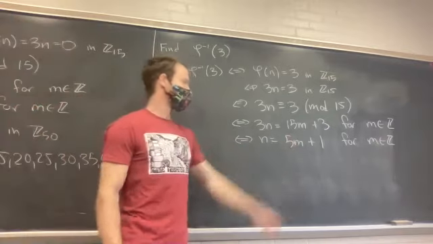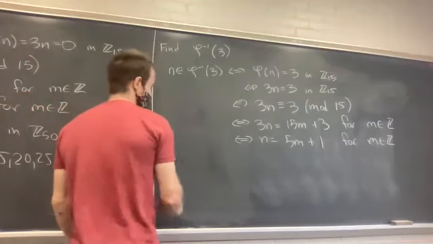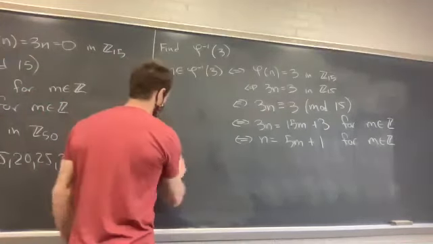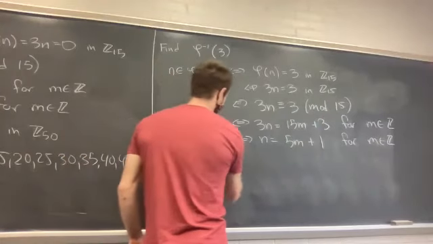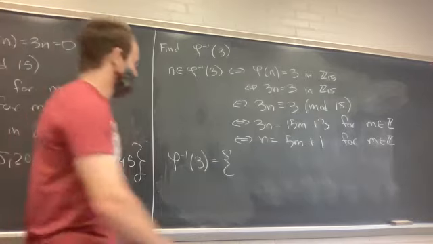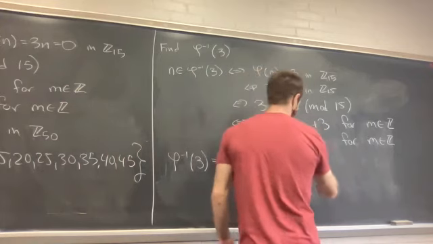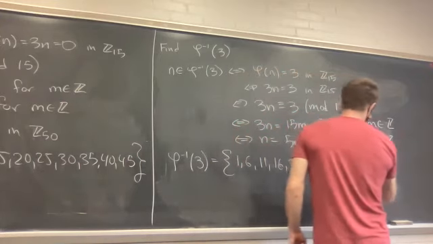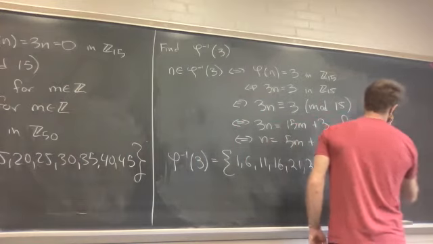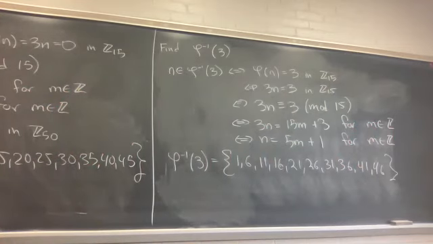Now we can list a bunch of numbers that are of the form 5m plus 1. So one more than a multiple of 5. So the inverse image of 3 is going to be made up of all of these numbers that are one more than a multiple of 5 until we run out of numbers in Z50, right? So we've got 1, 6, 11, 16, 21, 26, 31, 36, 41, 46, and now we can stop because the next one is 51, which is the same thing as 1 because we're in Z50.